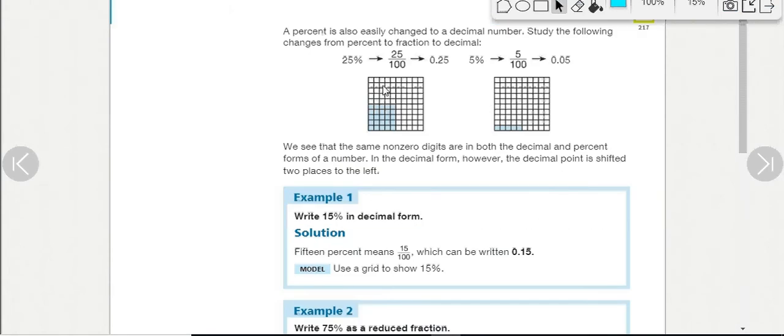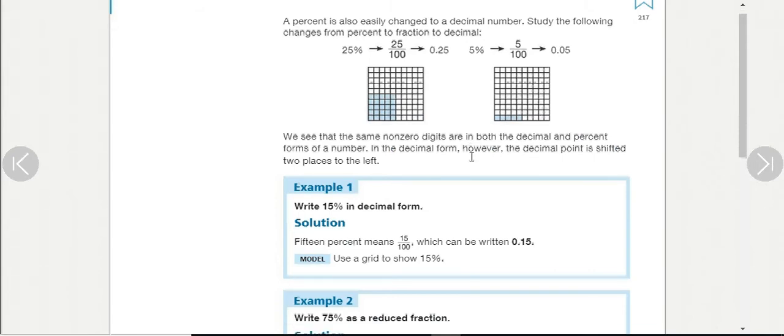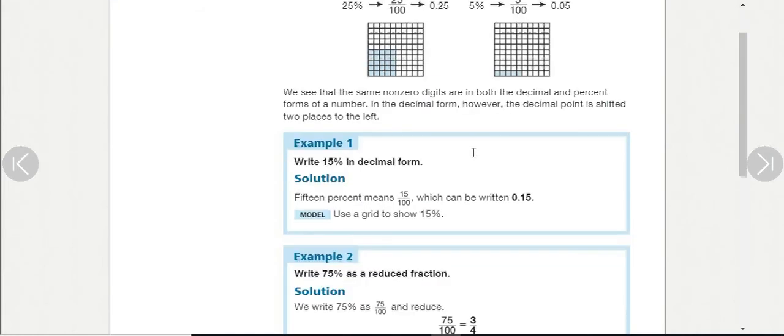Let's visualize this a little bit. 25 hundredths would look like this many little cubes inside of 100. 25 of them looks like about a fourth, right? You can even see kind of a darker line here showing quadrants like on a coordinate plane. And it's 1 quadrant, 1/4. 5/100ths, not so much. Non-zero digits are in both the decimal and percent forms of a number. In the decimal form, however, the decimal point is shifted 2 places to the left.